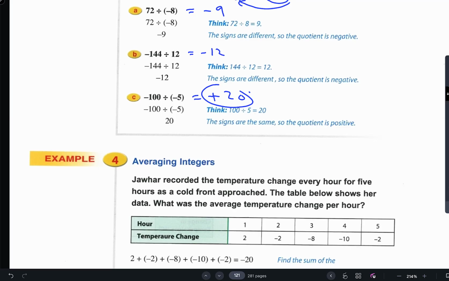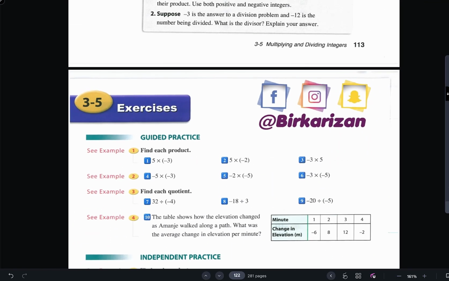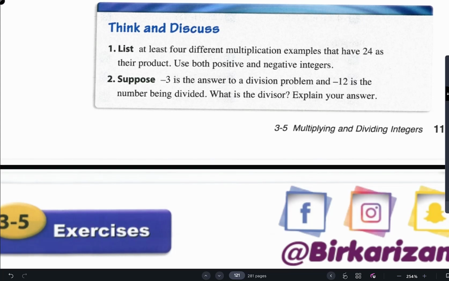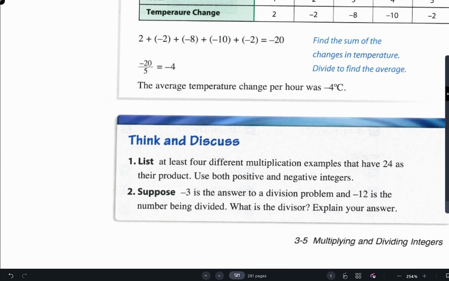Okay baba, so this is the last point. I hope everything is easy for you, God willing.